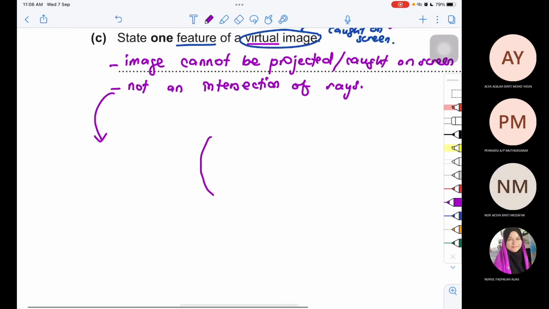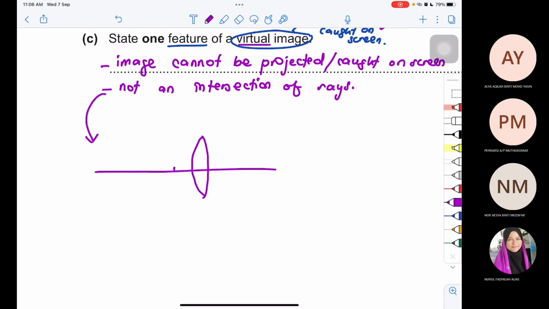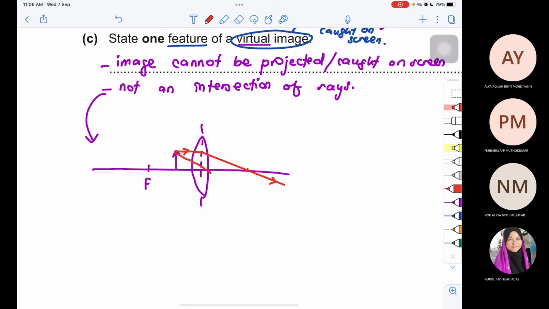Ingat tak kalau lens ni macam ni, and then image ni focal point, focal point kat sini, objek di sini. Lepas tu kita nak lukis image. Ingat tak cara lukis image? Parallel. Lepas tu ke focal point kan? Right. Lepas tu ke optical center. Jadi kat sini dia takkan bertemu. Jadi kita buat dia ke belakang.